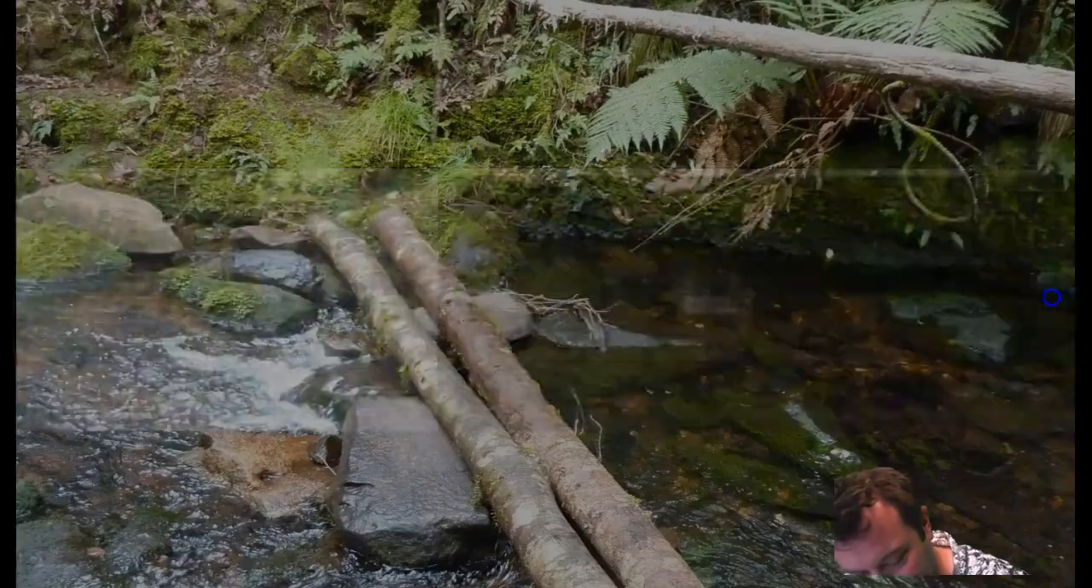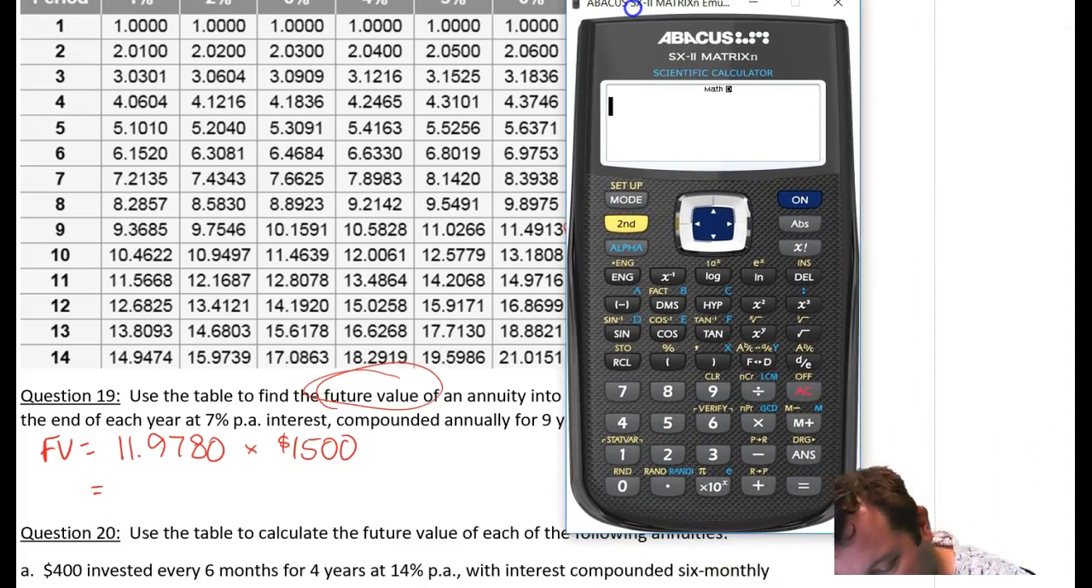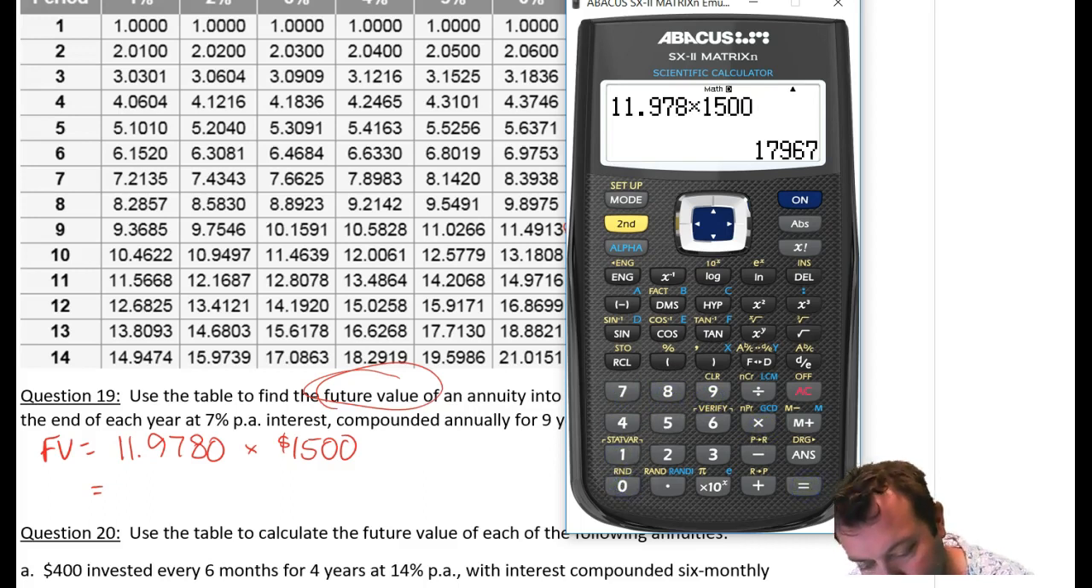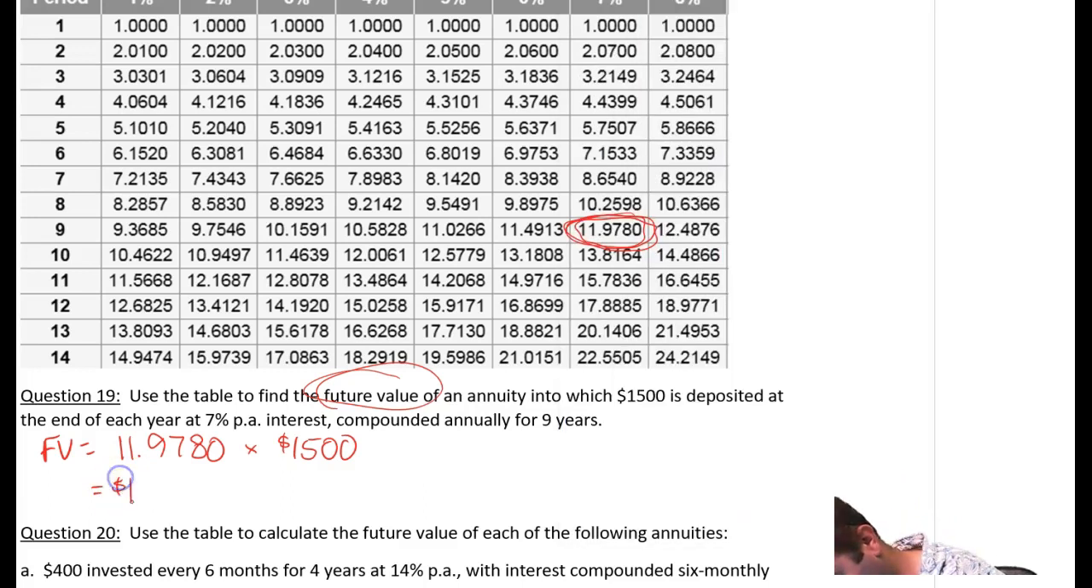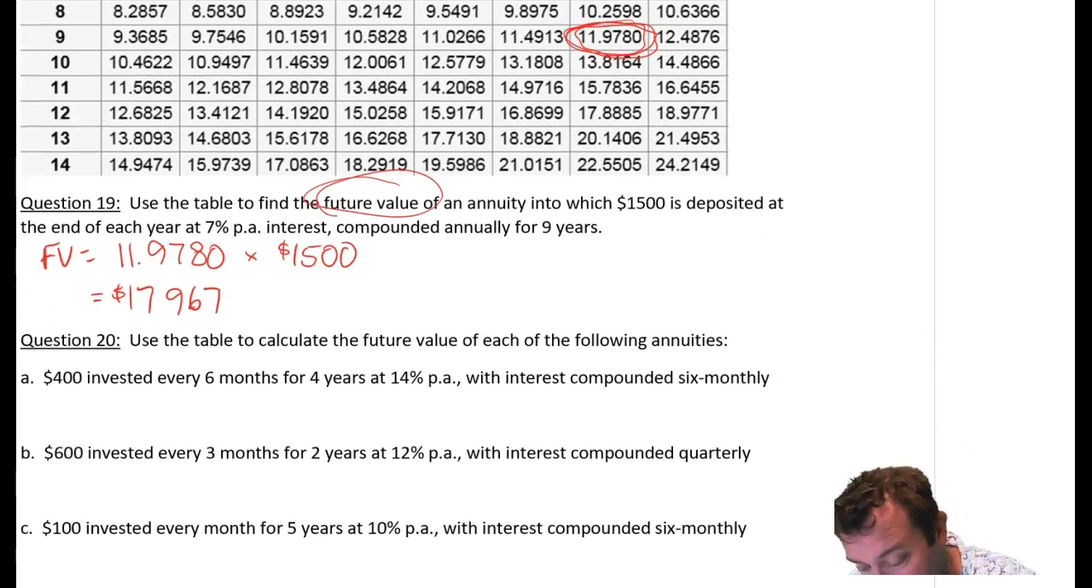If we pull up the calculator, here's my calculator, turn it on. 11.978 times 1,500 equals $17,967. Okay, so that's using a table to calculate the future value of an annuity. There are more of these. We're going to use the same table to calculate the future value of these.